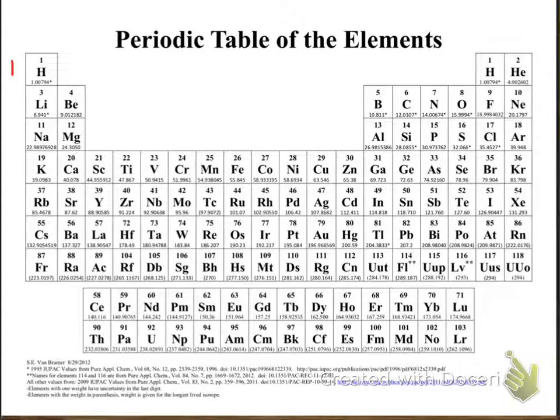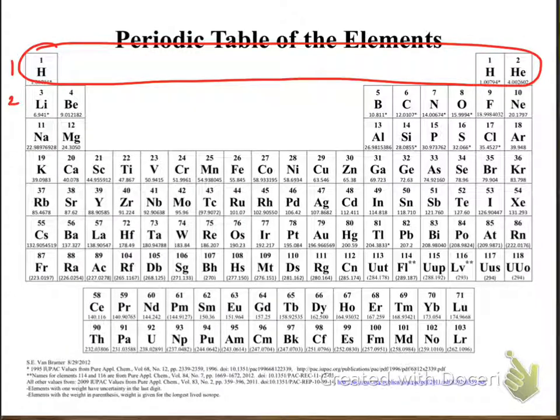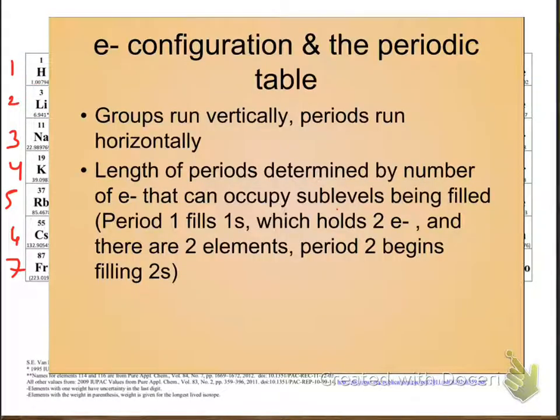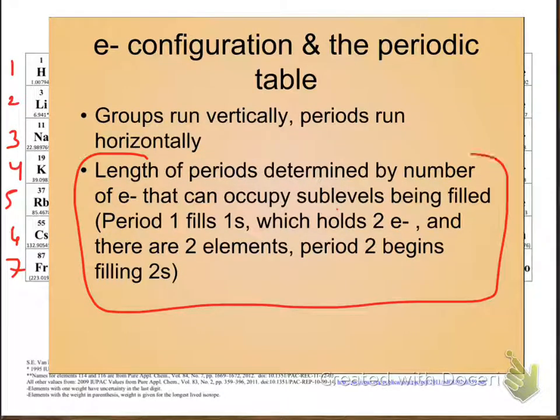And remember, the periods are the horizontal rows that go like this. So the first period, second period, third, fourth, fifth, sixth, and seventh. And those are all that we know of as 7 periods. Now, here's something interesting. The length of each period is determined by the number of electrons that occupy the sublevels being filled. Whoa, there's a lot in that sentence. Does it make much sense? Well, let's actually look at that.